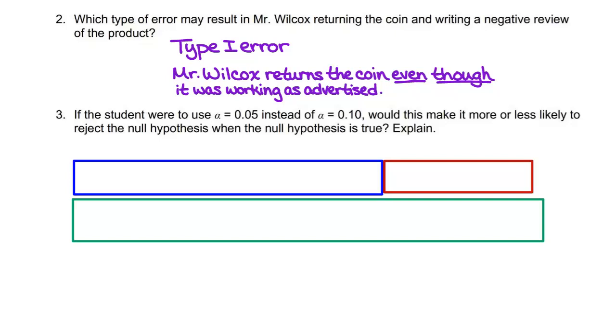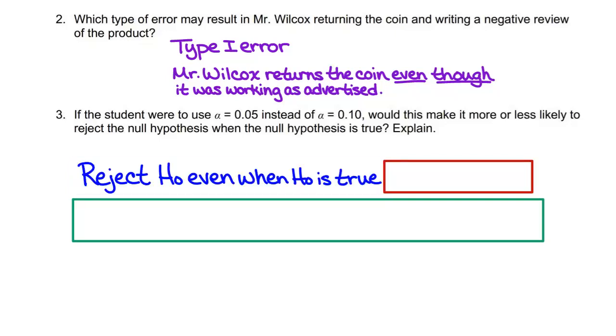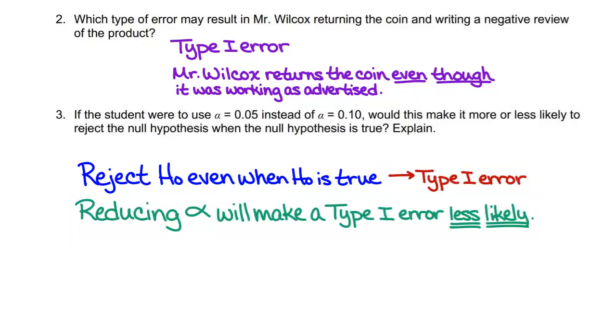If the student were to use an alpha equals 0.05 instead of an alpha equals 0.10, would that make it more or less likely to reject the null when the null hypothesis is true? Less likely. Rejecting the Ho when the Ho is true is a type 1 error. So if we reduce our alpha level, we reduce the probability of making a type 1 error. Smaller alpha, smaller chance of type 1. Smaller chance of rejecting when we shouldn't.